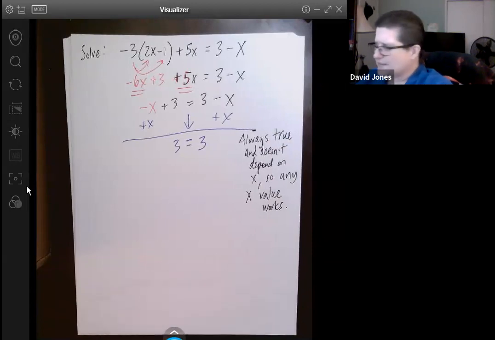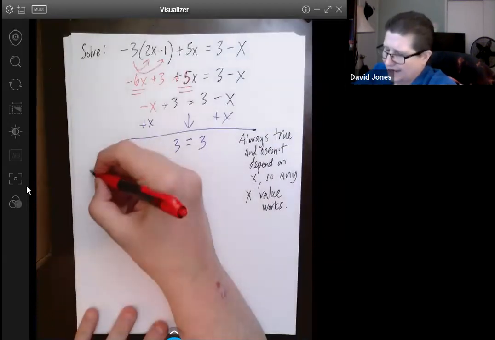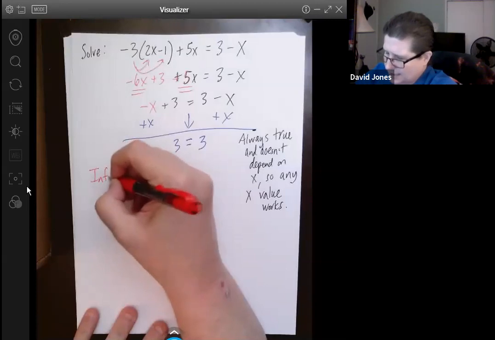Since any x value works, I could plug in x equals 0. I could plug in x equals 1 billion. I could plug in x equals pi. And this is going to work no matter what. There are an infinite number of solutions.